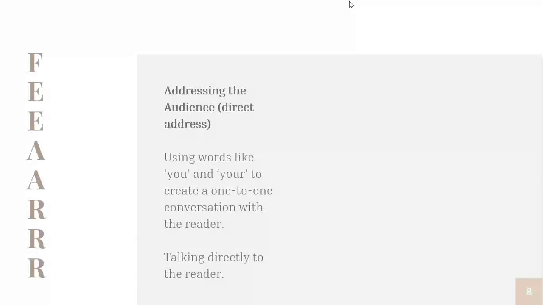A, addressing the audience or direct address. We did mention this earlier in the 5 a day, didn't we? So where the writer uses the words you or your to create that one-to-one kind of almost relationship or conversation with the reader.